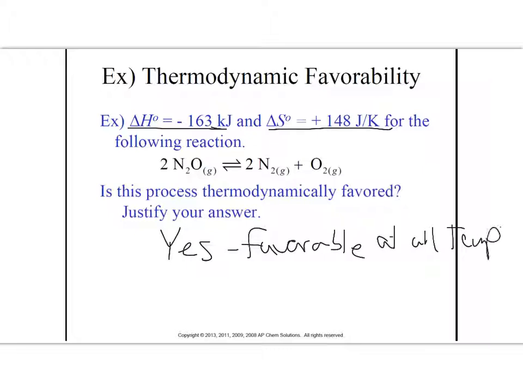And that is because of this, right? If we have a negative delta H and a positive delta S, then our Gibbs free energy, our delta G, is going to be negative, which means that it is thermodynamically favorable.